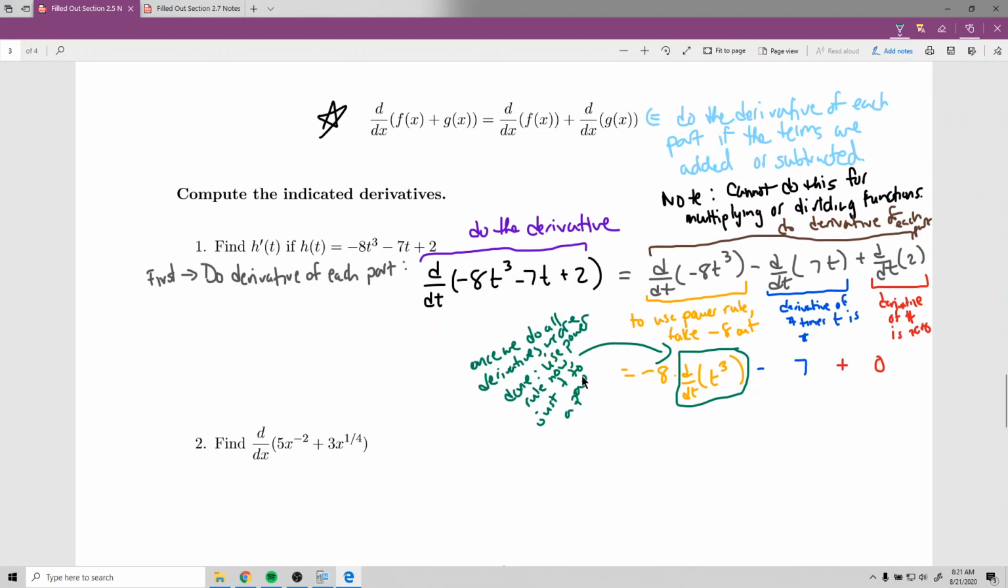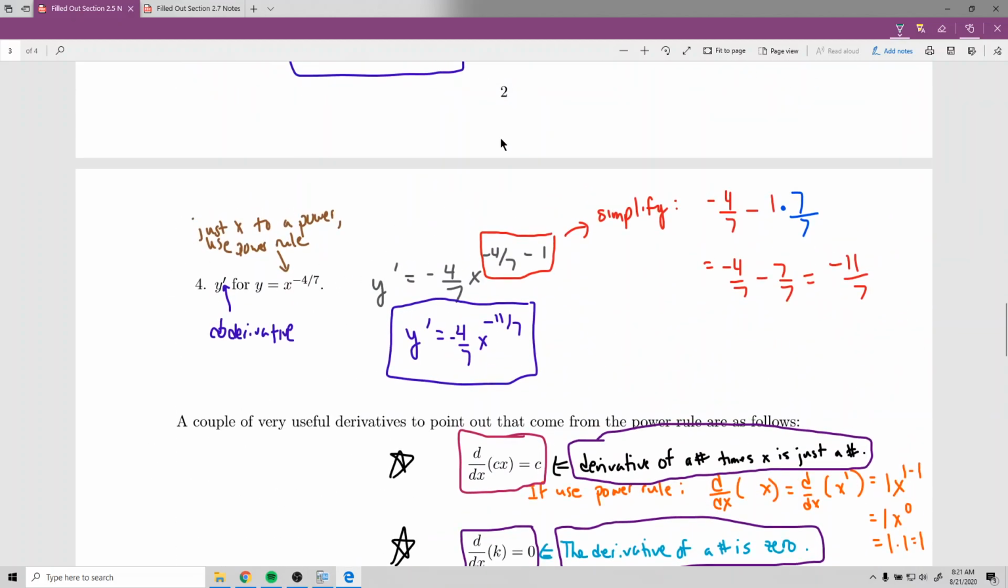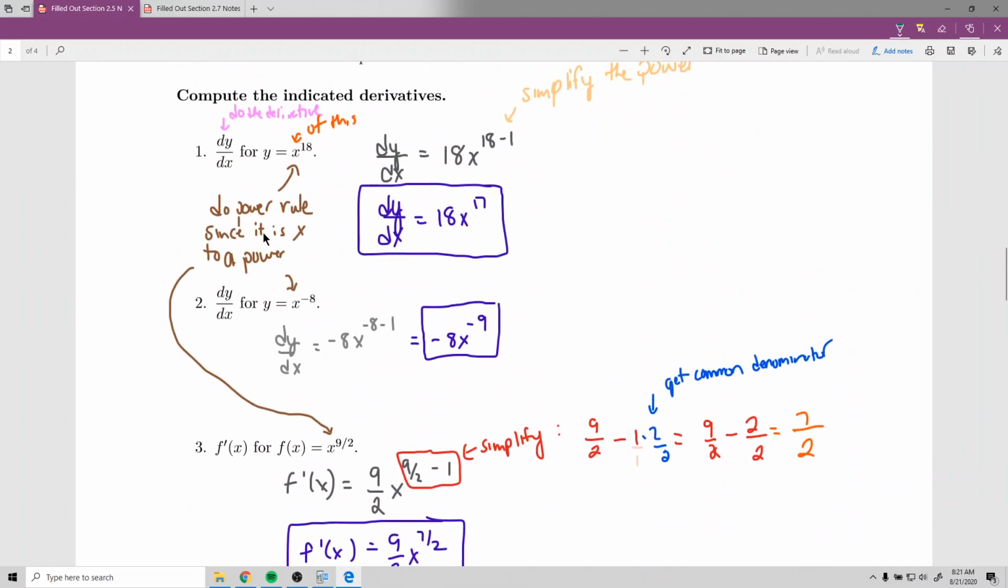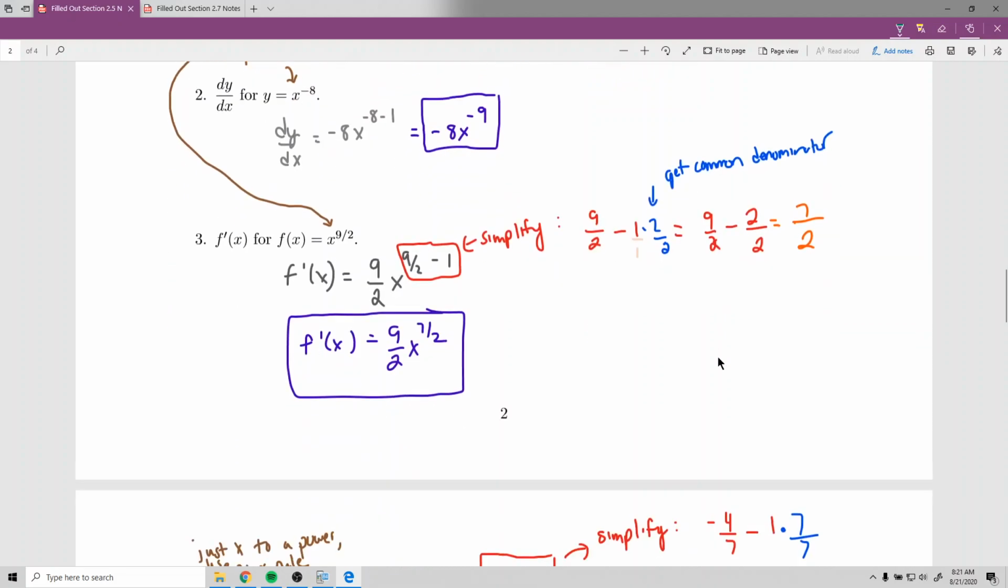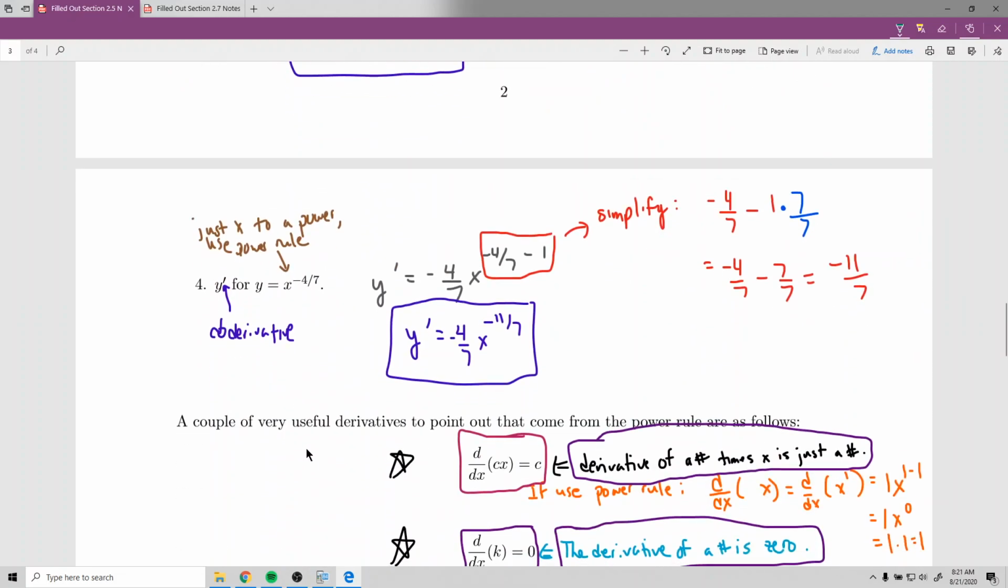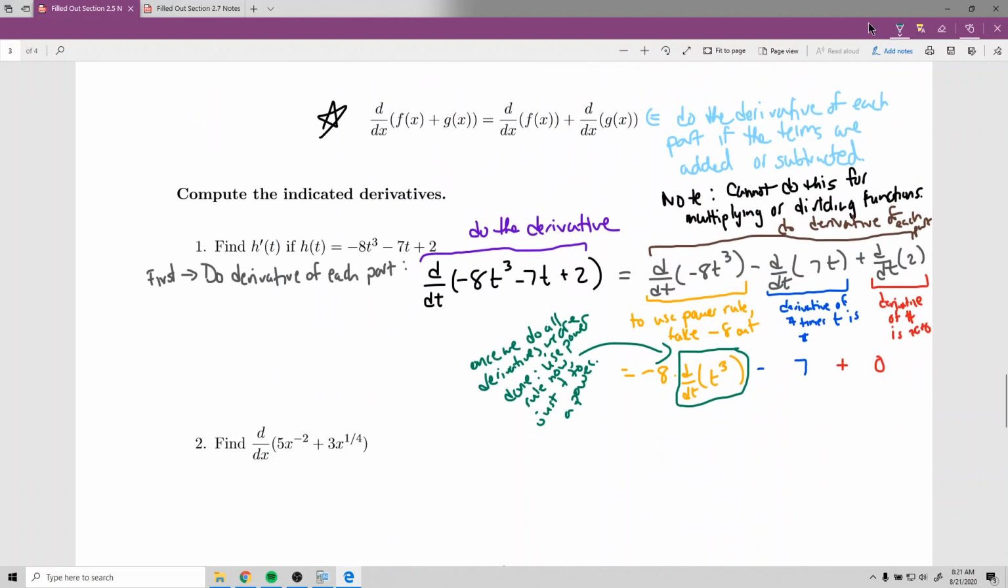Once again, it's very important that you remember what these rules say. That's why when we did the power rules up here, I mentioned it's just x to a power. There wasn't a number out front. There wasn't anything added or subtracted on. It was just x to a power.